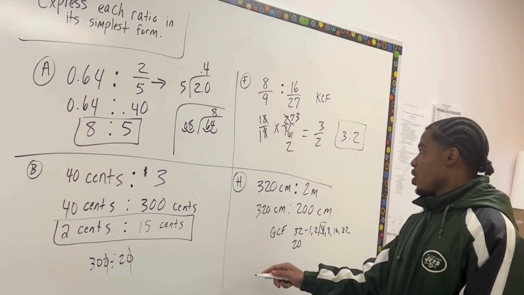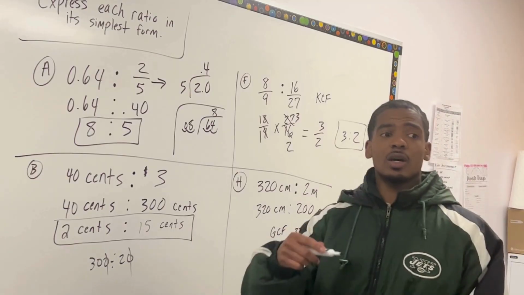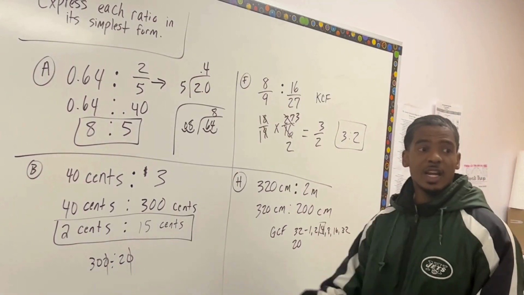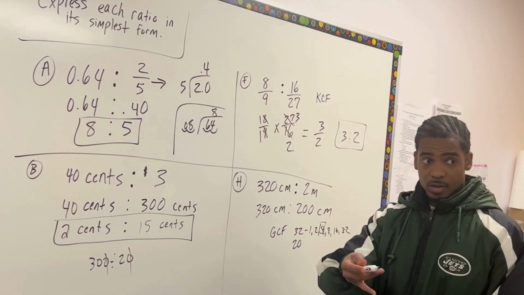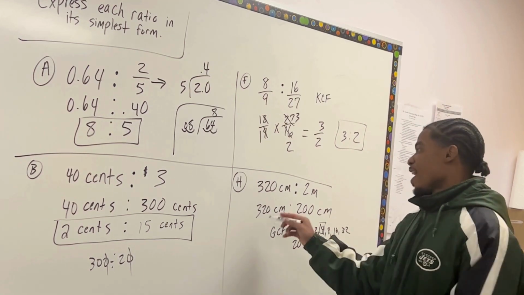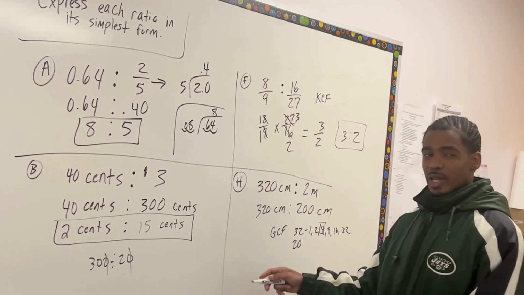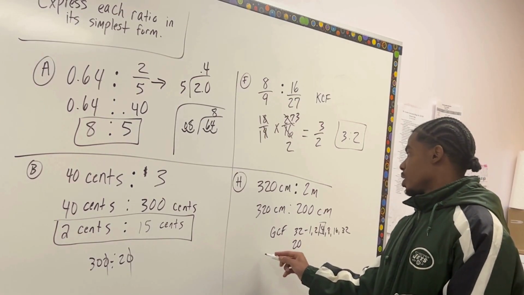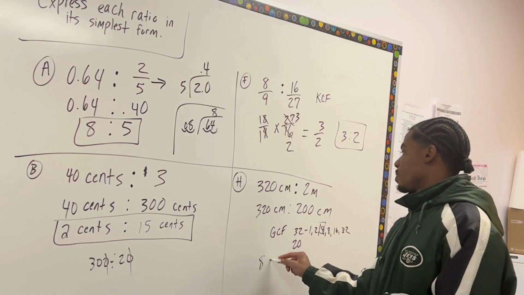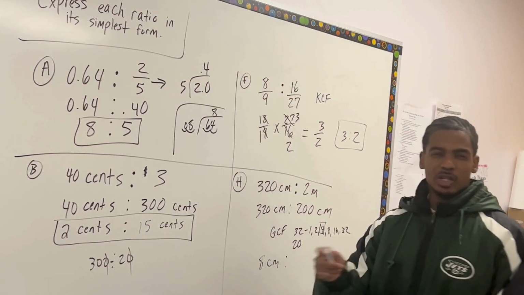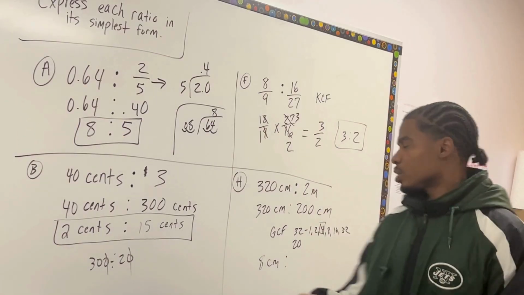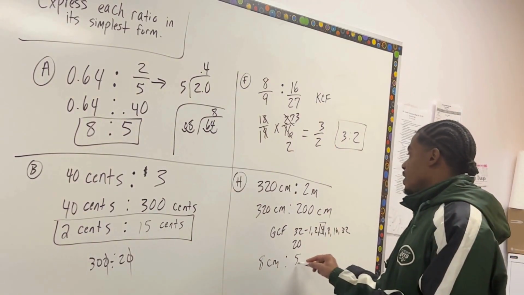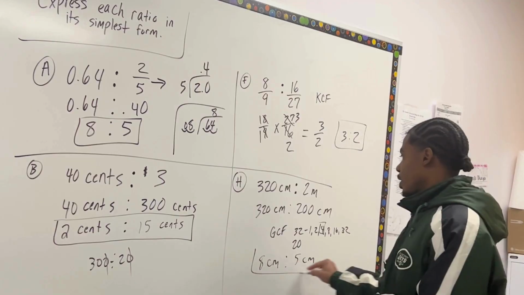So if I'm doing 320 and 200, it's not 4, it would be 40. So 320 divided by 40 is 8. And then what's 200 divided by 40? 5. There you go. So that would be 8 centimeters to 5 centimeters simplified.